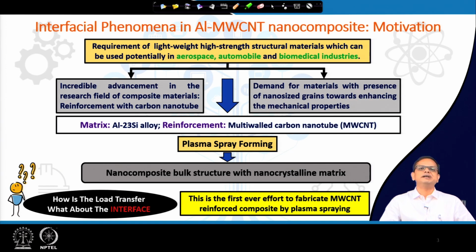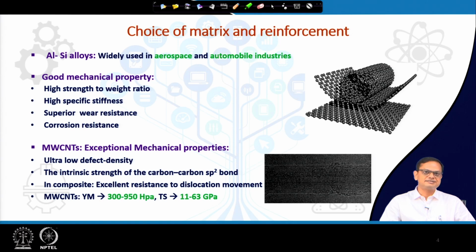That is why this particular example has been chosen here, and the matrix is selected as aluminum silicon alloy, as I mentioned earlier, because of its certain mechanical properties, and it has been reinforced by carbon nanotube. As I discussed in the last class also, carbon nanotubes are basically graphene sheets, where the carbon-carbon bond is an sp2 hybridized bond, and these graphene sheets are rolled so that you get a tube, and the diameter of the tube is in the nanometer range.